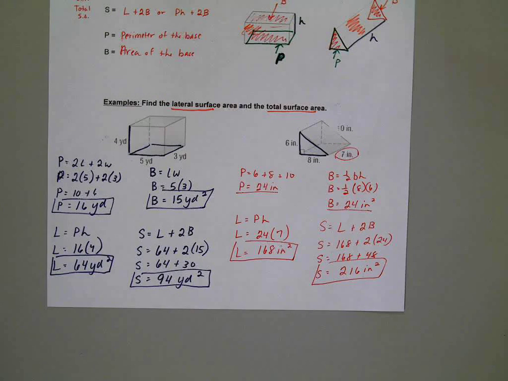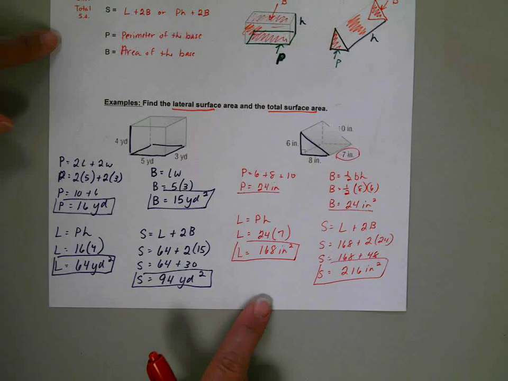So again, we're going to find our perimeter of the base, the area of the base, and then substitute those in for lateral and total surface area. We'll go into more depth with surface area in class.